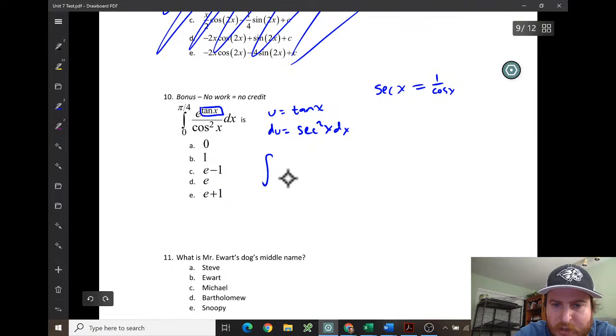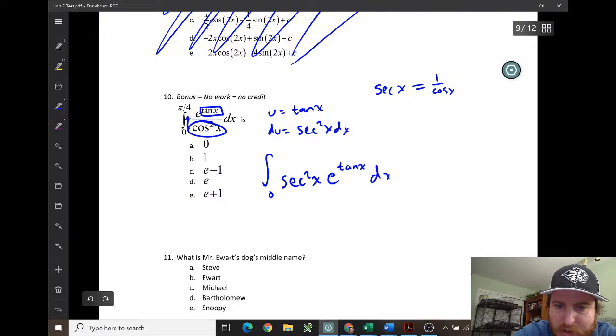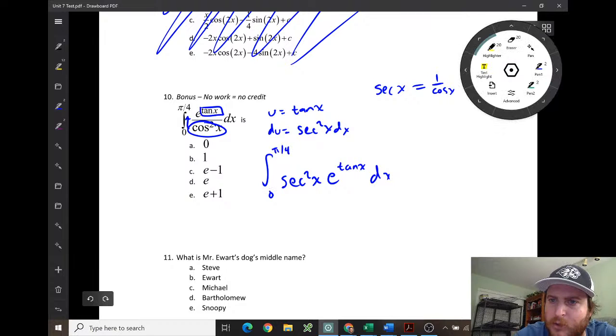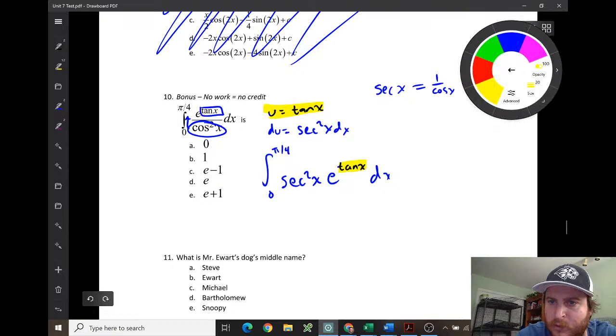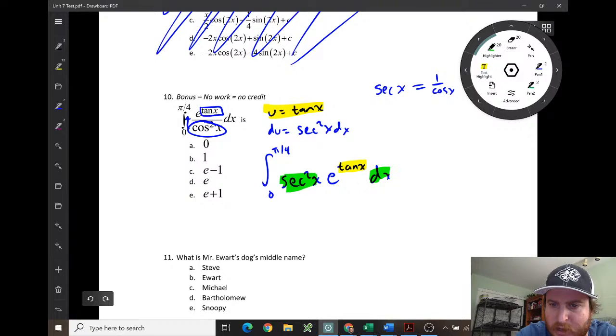I can just rewrite this as secant squared of x, because I could bring up the cosine squared, e to the power of tangent of x dx. That would have been the same thing, right? From 0 to pi over 4. So now the u is going to be the tangent of x piece, and then the du will be the secant squared of x dx part.